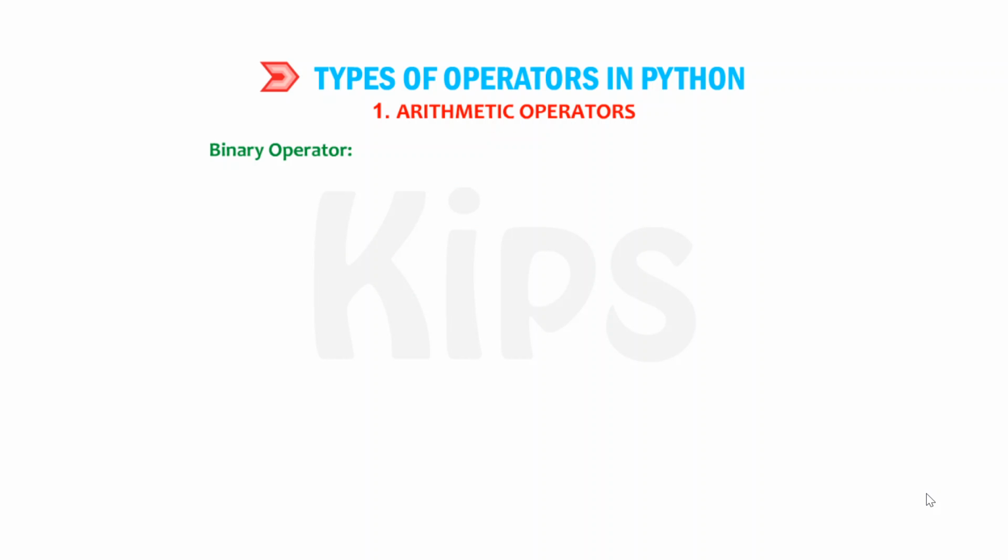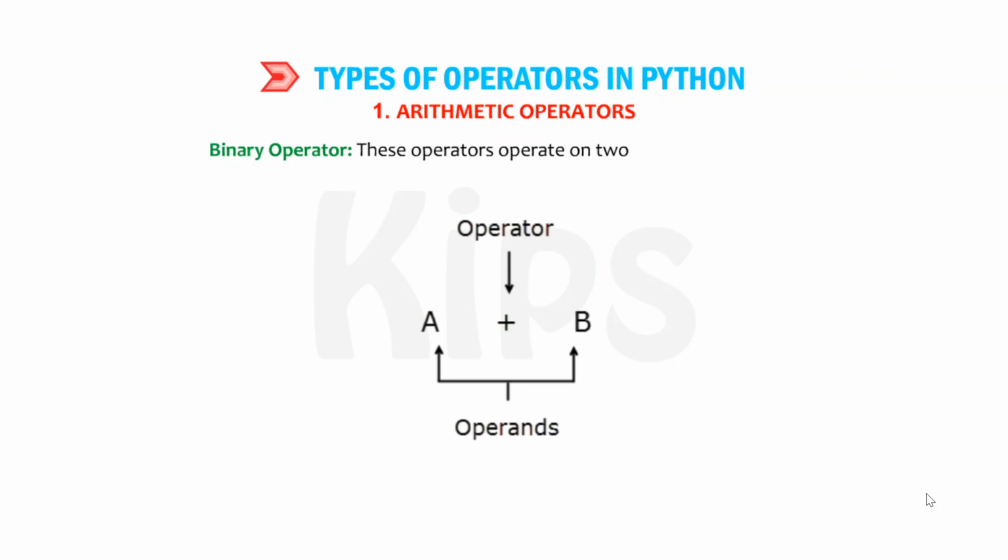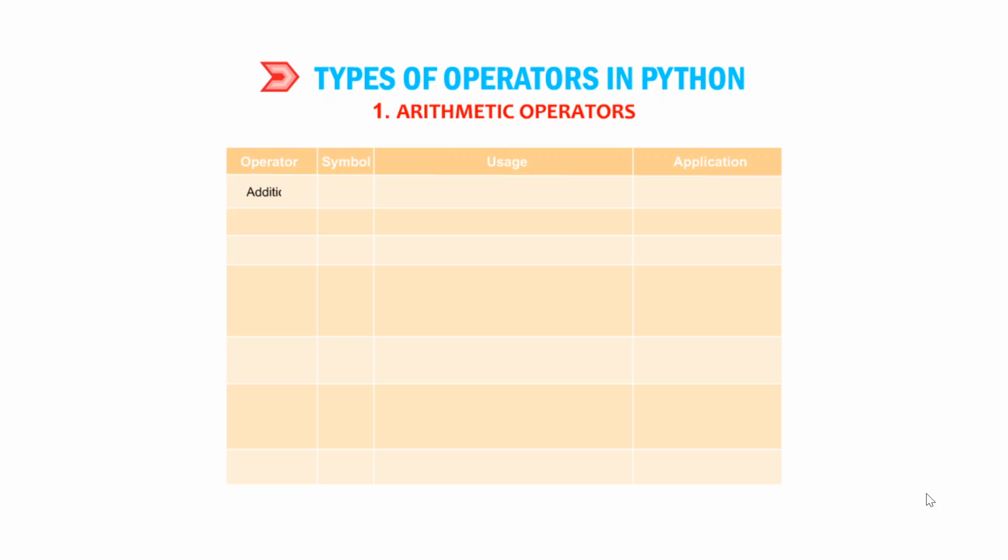Binary operator. These operators operate on two operands. Example, A plus B. Here plus is a binary operator working on A and B. Binary operators can further be classified as addition. To obtain the sum of values. Value of 13 plus 3.5 is 16.5.